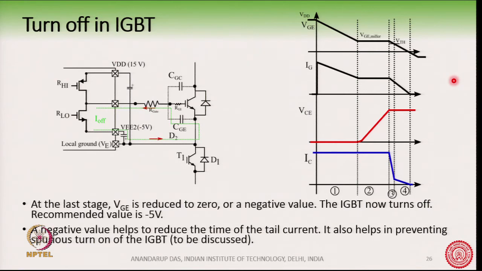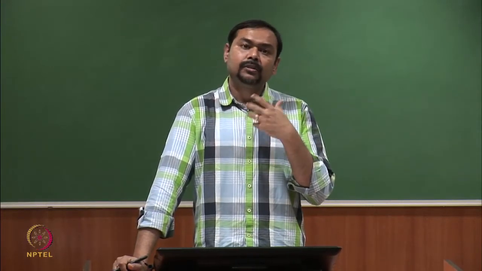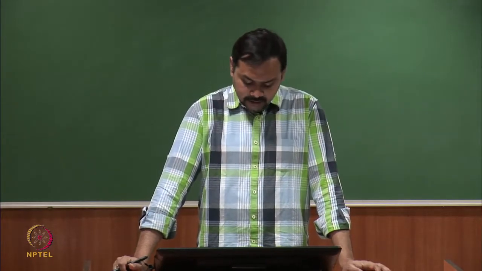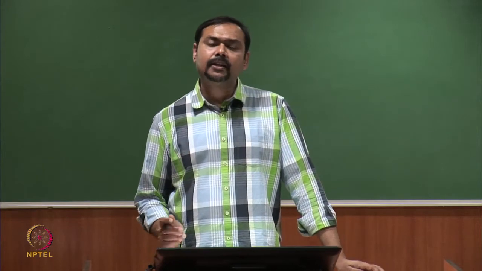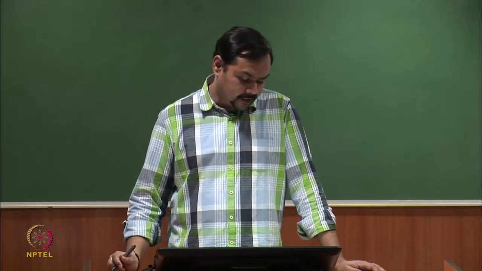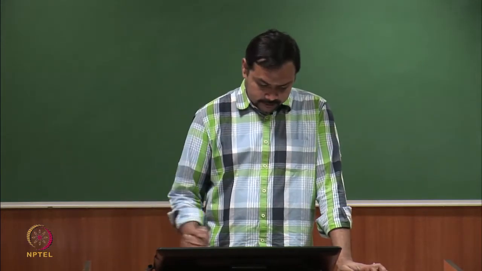Okay. Another particular help why VGE is negative is that in case of IGBT there is a long tail current, because there are excess minority carriers which need to be recombined, and so in order to quickly take away these minority carriers, otherwise there will be a long tail current, we also keep a minus VGE. Okay.